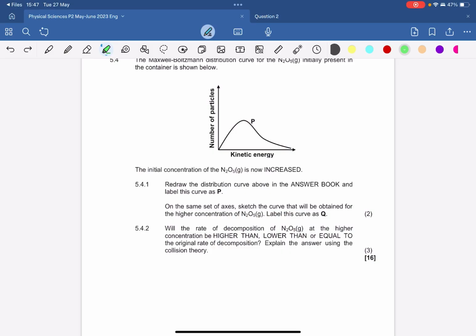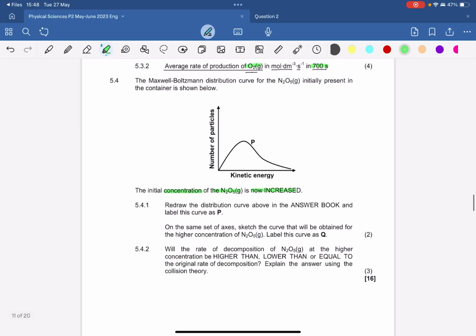And then we're told that the initial concentration of NO2 gas is now increased. Okay, so what is increased? Concentration. And we're asked to redraw the distribution curve above in the answer book, label it as P. Okay, on the same set of axes, sketch the curve that will be attained at the higher concentration and label that as Q.